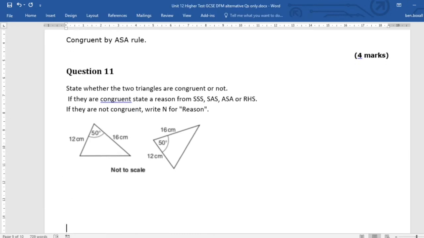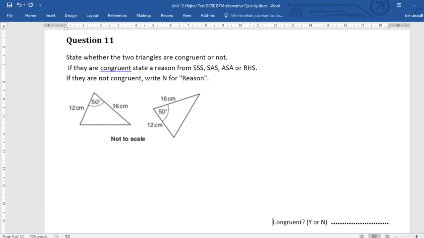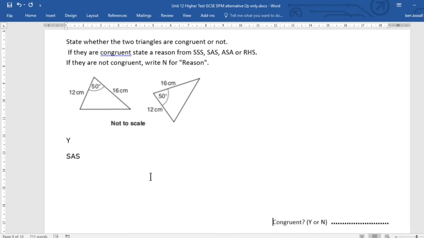State whether the two triangles are congruent or not. If they are congruent, state a reason from these. If they're not congruent, write N for reason. Well, they've both got 12 centimeters and 16 centimeters, sandwiching a 50 degrees between them. So they've both got the same pair of sides, that's two S's, two sides, and an angle sandwiched between them. So the answer to this is yes, they are congruent, and SAS is the rule. Side, angle, side. Quick, easy.